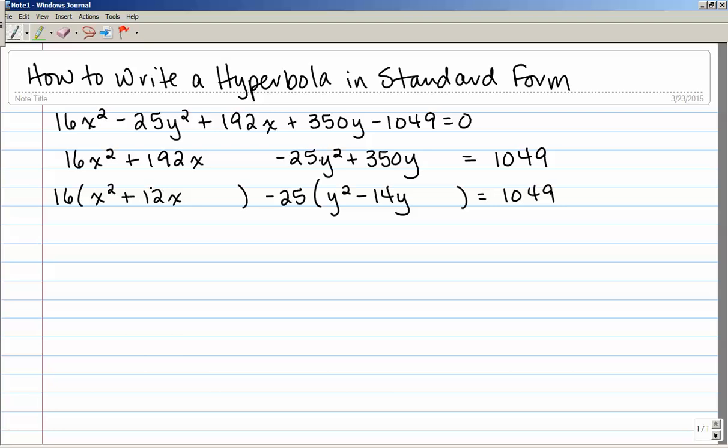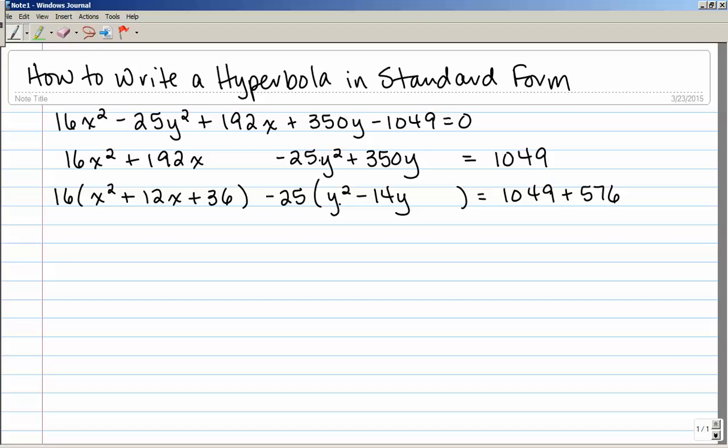Remember, to do this, I take half of b and square it. So half of 12 is 6. 6 squared is 36. But I didn't add a 36. What I really did was add 36 times 16, which is 576. So if I added 576 to one side, I need to add 576 to the other side.